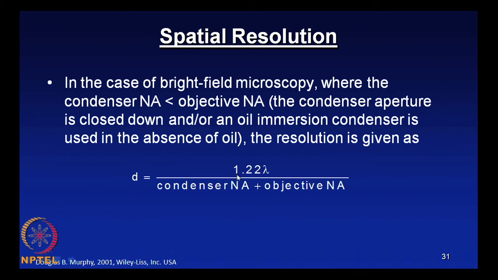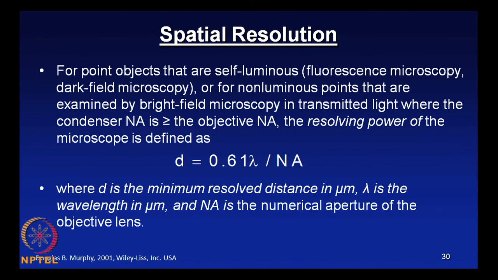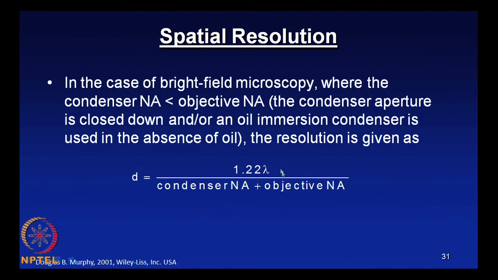Please look at this. The number 1.22 here is considered for the complete diameter of the Airy disk. Here we have considered only the radius of the Airy disk. So don't get confused with this. This is the same, but here the diameter of the Airy disk is considered, and there the radius of the Airy disk is considered.